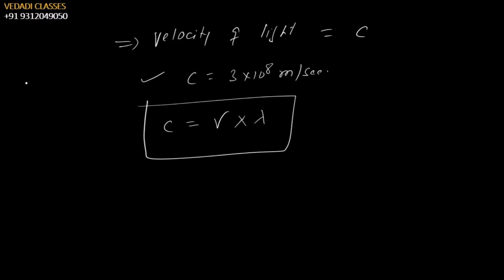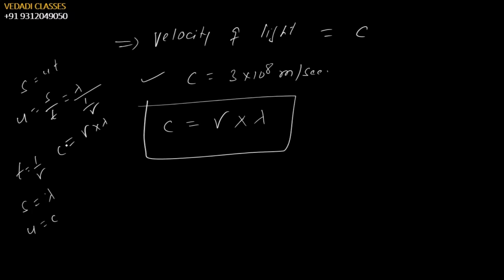Basically it is related to s is equal to ut. Then u is equal to s by t, and t, as you know, the time period, is equal to 1 by nu, and s is a wavelength. So we can write here s is the wavelength. So lambda upon 1 by nu is equal to nu into lambda. Here u can be replaced by c, the velocity of light. So this is the relationship you have.